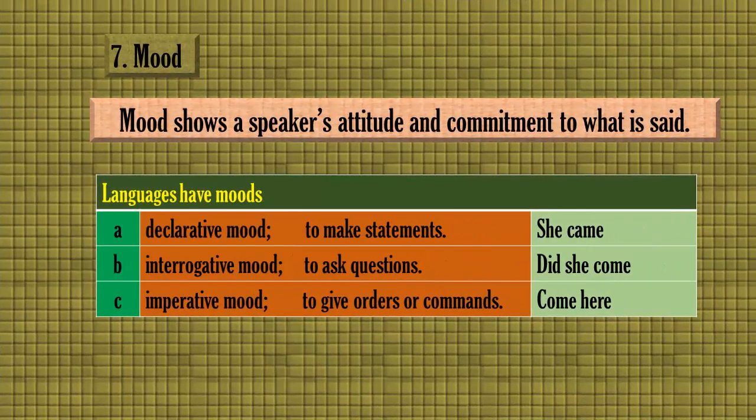Number next, mood. Mood shows a speaker's attitude and commitment to what is said. In the English language, there are usually three moods. Number A, declarative mood, to make a statement. For example, she came. Number B, interrogative mood, to ask a question. Did she come? Number C, imperative mood, to give orders or commands. Come here. Let's proceed to the next topic.